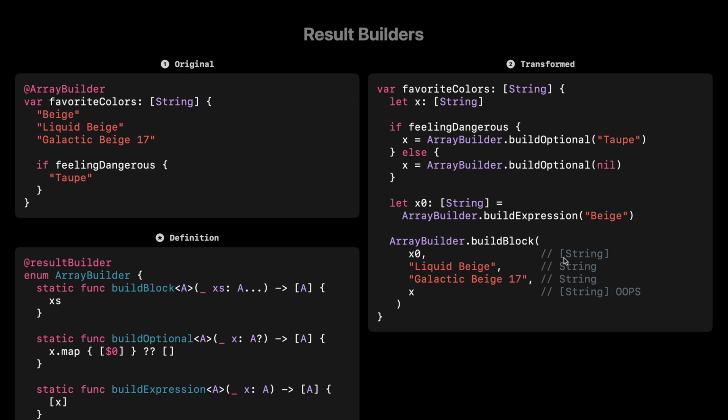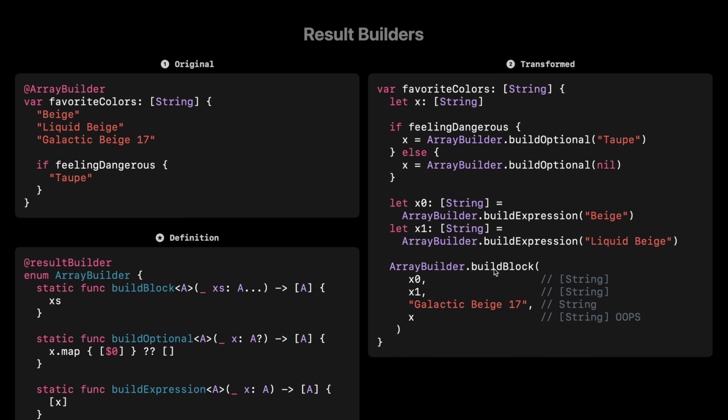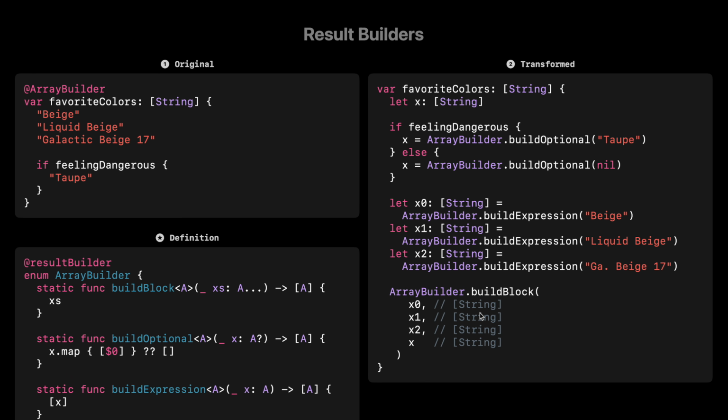So that's fixed. And it will, of course, do this with liquid beige and galactic beige 17. So now everything has been normalized. Of course, our build block static function must now be updated to accept the variadic parameter list of arrays of A instead of just A's as we had before. And once again, this would be a compilation error telling you that you're passing an array of A where it expects an A or something like this.